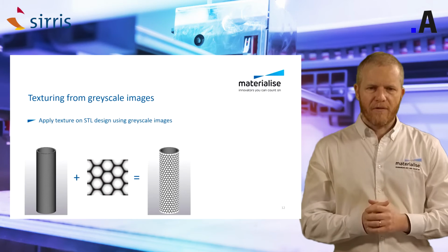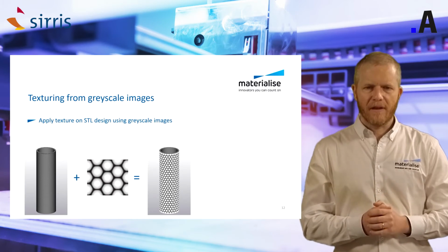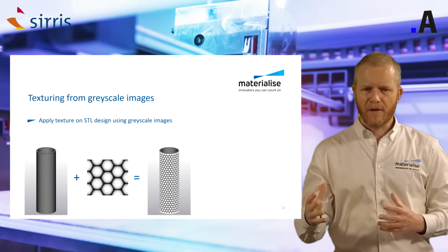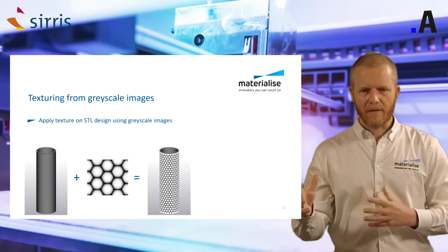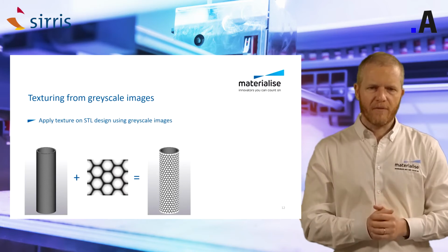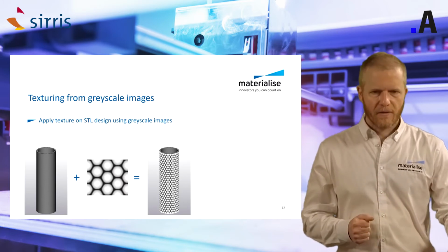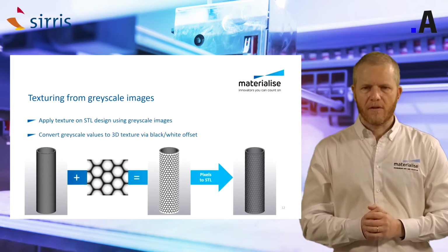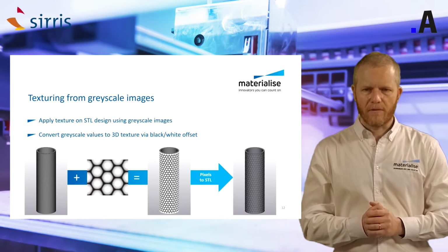And then once you have applied this grayscale image on your surface, you can specify an offset value for the white color and the black color. And so the gray color in between will be interpolated between those two values. And so you can generate the texture in 3D on your surface.